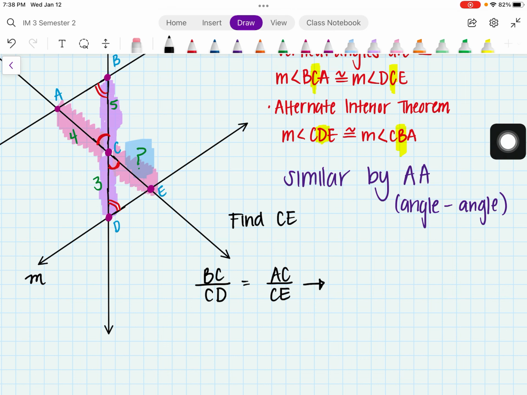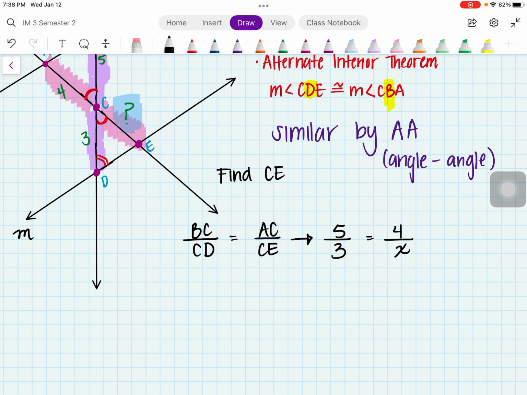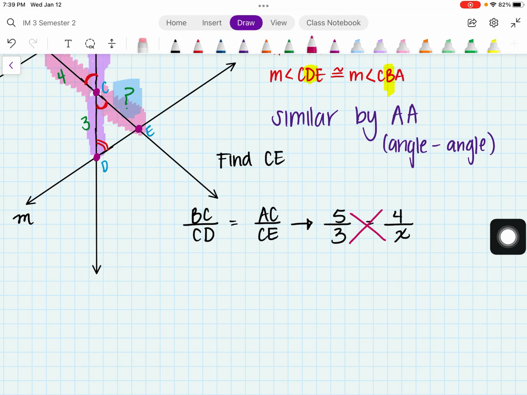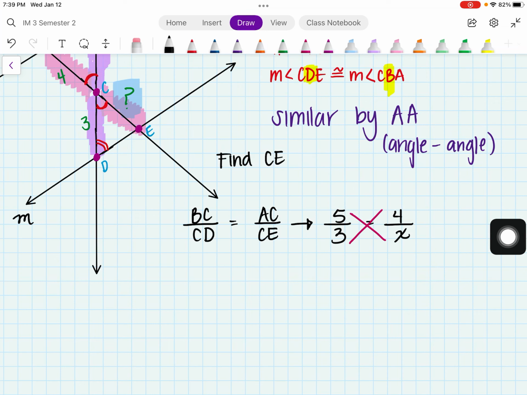In this case, we do know the values of those sides. So for example, BC has a measurement of 5. CD has a measurement of 3, equal to AC, which has a measurement of 4. And CE is what we're trying to find. So once again, this is building proportions. In order for us to solve a proportion, we have to cross multiply. That would give me 5 times x is 5x equal to 3 times 4 is 12.